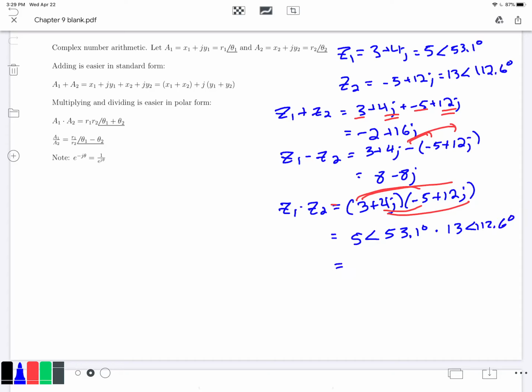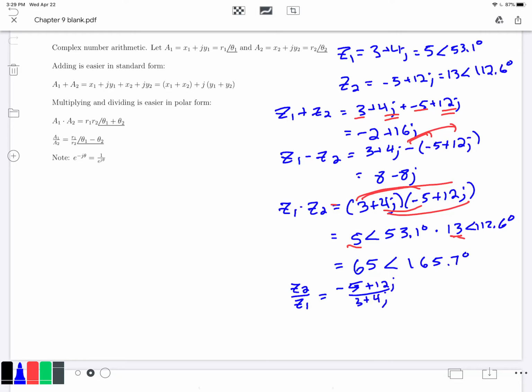And how it works is you take the front numbers and you multiply them. So 5 times 13 is 65. And then for the angles, you actually just have to add them. So 112.6 plus 53 is 165.7. And you can do that without FOILing, without expanding out, without doing any of that work. You get the answer.